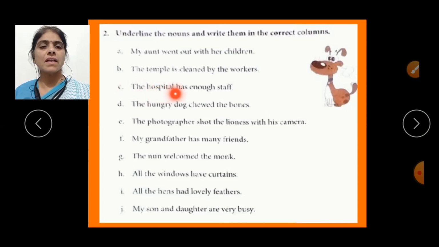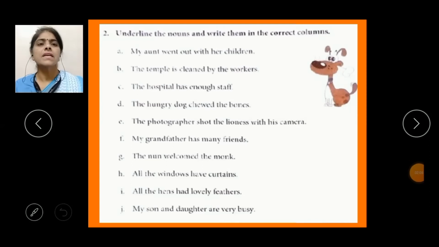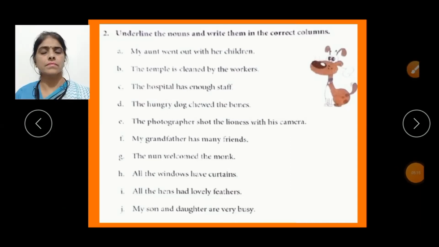The hospital has enough staff. In this sentence, the word hospital is a noun, and as it is a non-living thing, it belongs to neuter gender. Now let's have the fourth sentence.